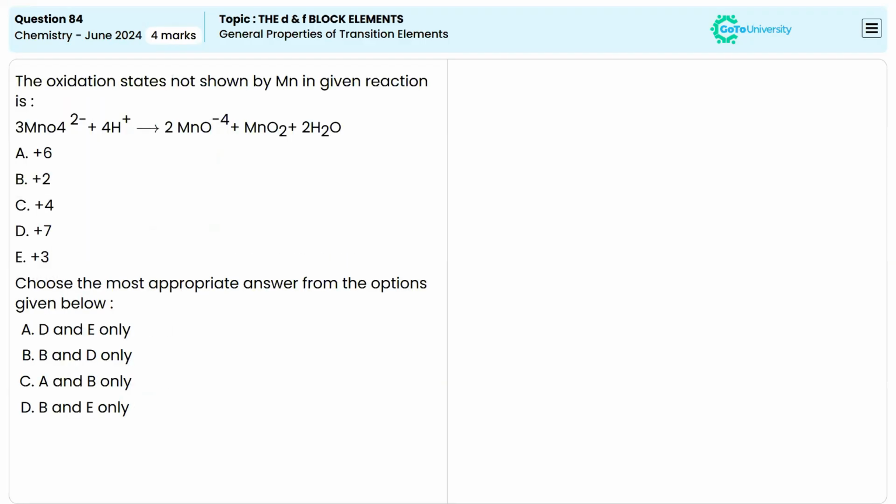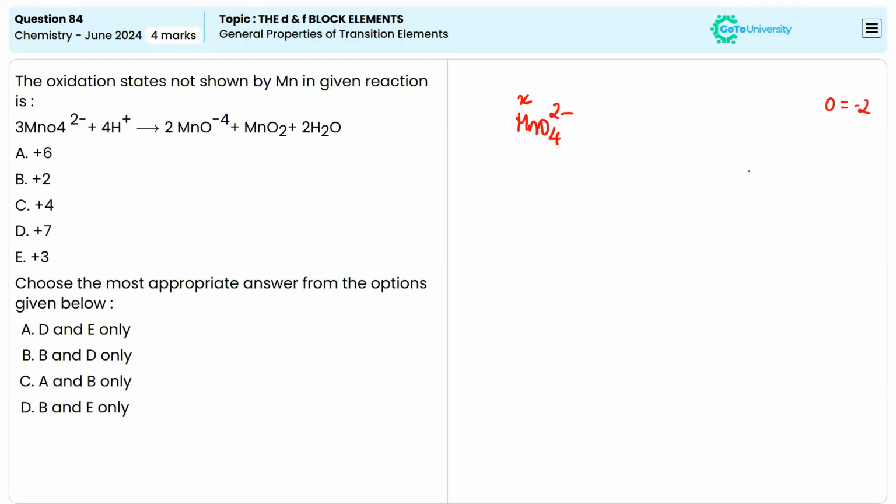Now, the next one. The oxidation states not shown by manganese in the given reaction is what? First of all, we have to find out the oxidation state. Manganese is a transition element, right? They can show variable oxidation states. So first we have to find out the oxidation state of manganese. Let us consider MnO4 2 minus. First listen, okay? Manganese has an oxidation number I'm taking as X, and oxygen always minus 2.